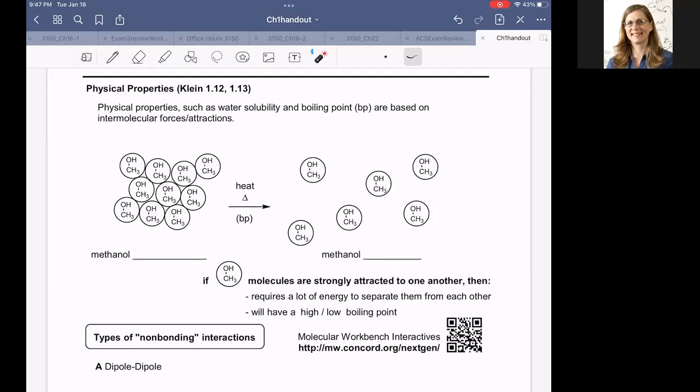Both of those physical properties can be described or predicted based on intermolecular forces of attraction. When you say intermolecular, what that means is between molecules. So what kind of attractions do we have that hold molecules close to each other? So let's think about this. What do you think this picture is showing here?